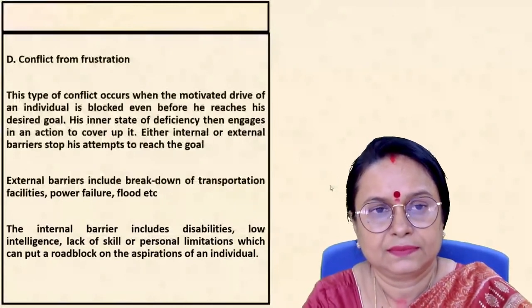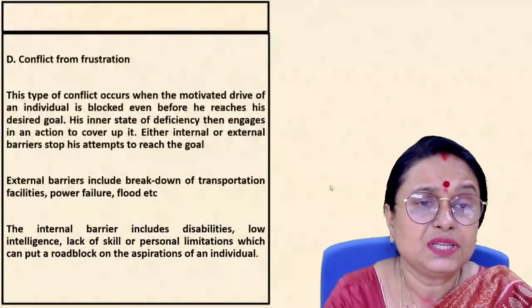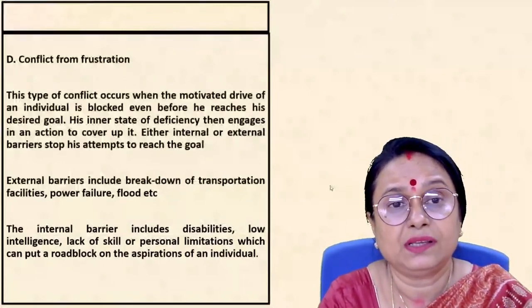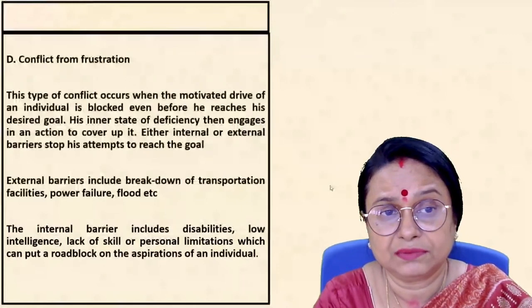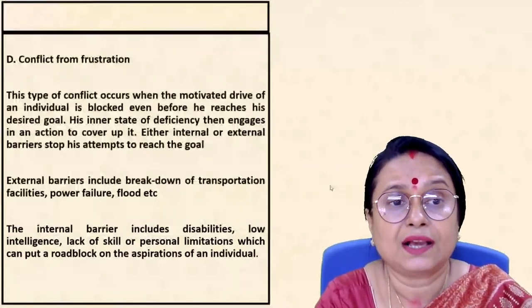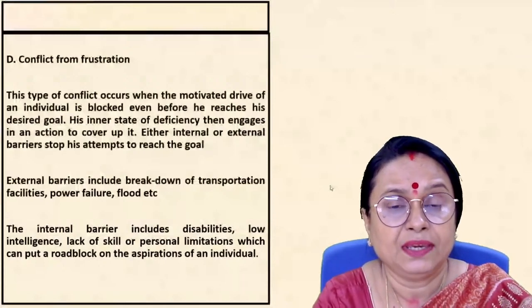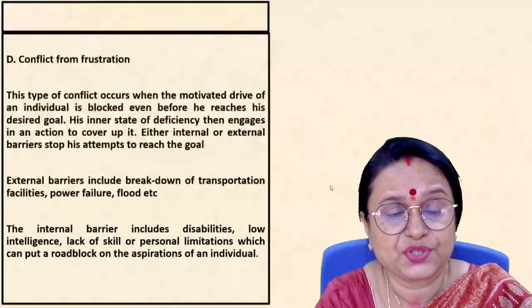This is also intrapersonal conflict. This type of conflict occurs when the motivated drive of an individual is blocked even before he reaches the desired goal. His inner state of deficiency then engages in an action to cover it up. Either external or internal barriers stop his attempts to reach the goal.